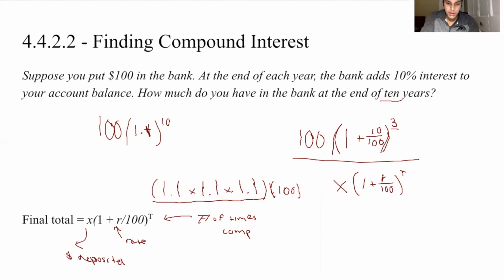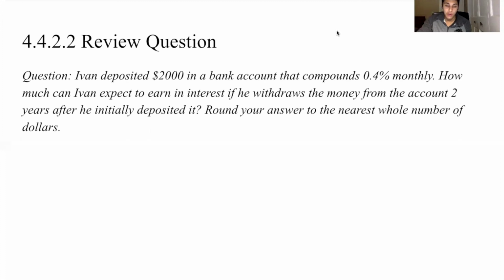Okay. So if I take 1.1, and I'm using a calculator right now, to the power of 10, that gets me about 2.593. And at this point, you can just round it if it tells you to round. So 2.593, and then multiply that by 100, and that gets you about $259.30.